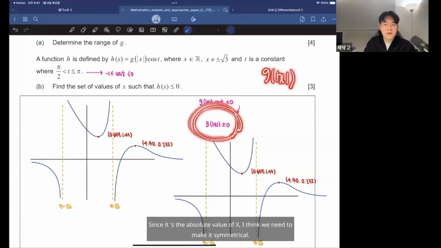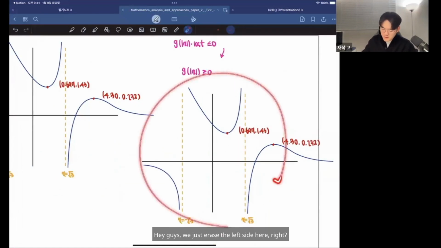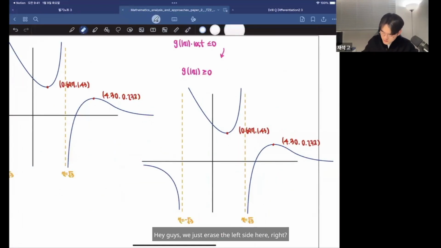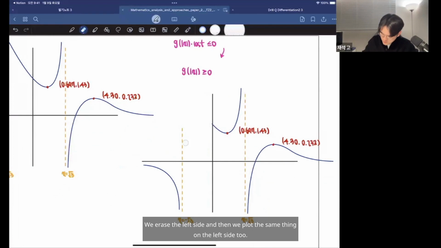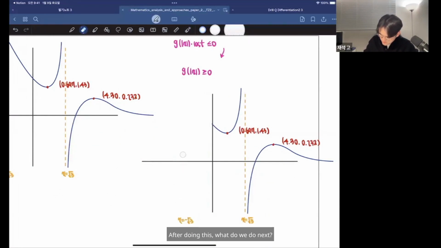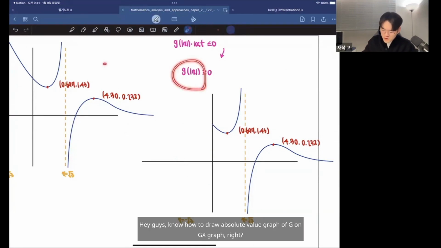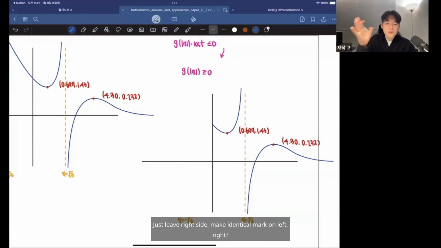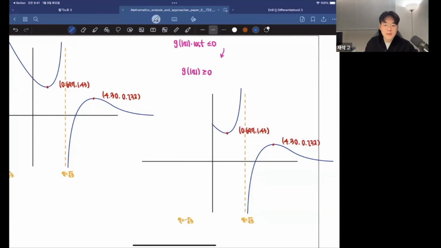Since it's the absolute value of x, I think we need to make it symmetrical. Let's take the example of the g(x) graph we drew from above. We just erased the left side here, right? We erase the left side, and then we plot the same thing on the left side too. After doing this, what do we do next? You know how to draw the absolute value graph of g on the g(x) graph, right? Just leave the right side, make an identical mark on the left, right? Is this right?